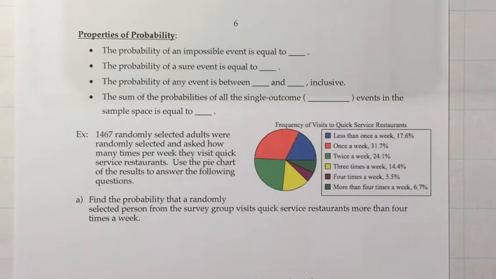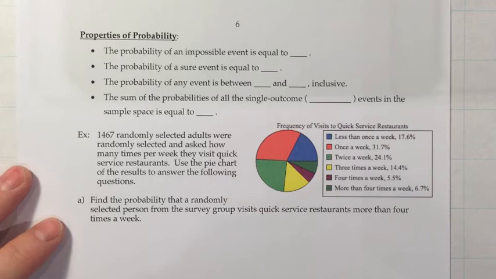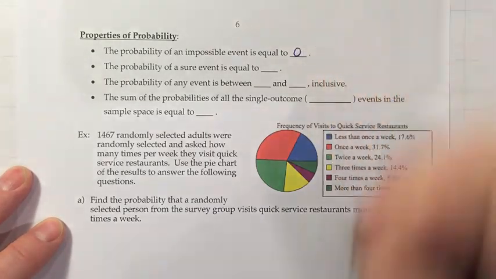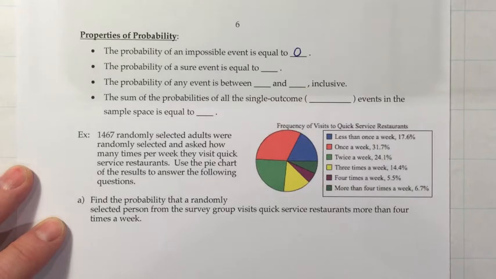All right, continuing on, let's go ahead and look at some properties of probability. And then we will also do some more examples. So the probability of an impossible event is equal to 0. That's the lowest probability you can ever get for a probability question. If it's absolutely impossible the event could happen, the probability would be 0.